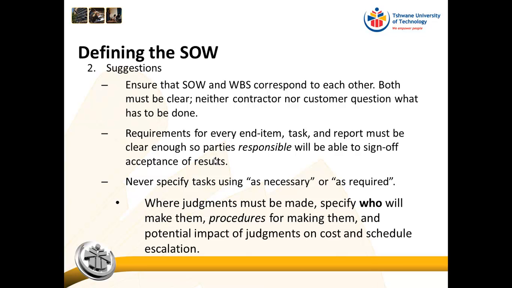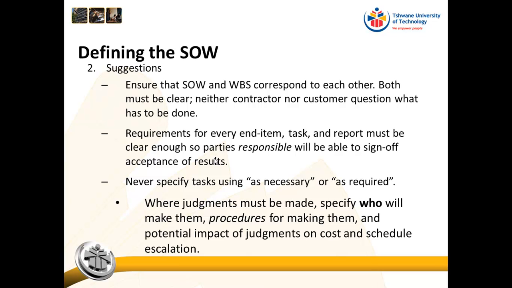Okay, so where judgments must be made, specify who will make them and procedures for making them, and the potential impact of judgments on cost and schedule escalation. Okay, so if we go back to our example of the lighting on the roads, on that road that we're building from TUT to Kruger Square. If we say that lighting will be supplied as required, I might, as the contractor, say, okay, that means every 100 meters, whereas the client will say every 10 meters.